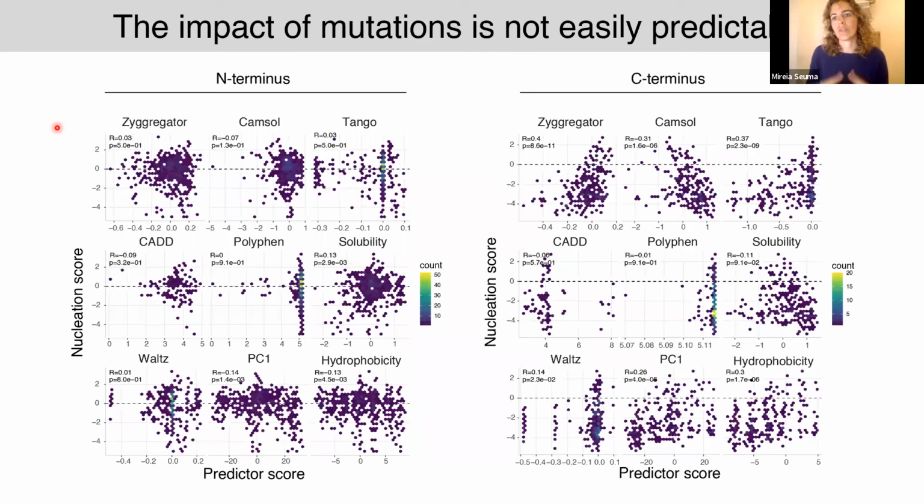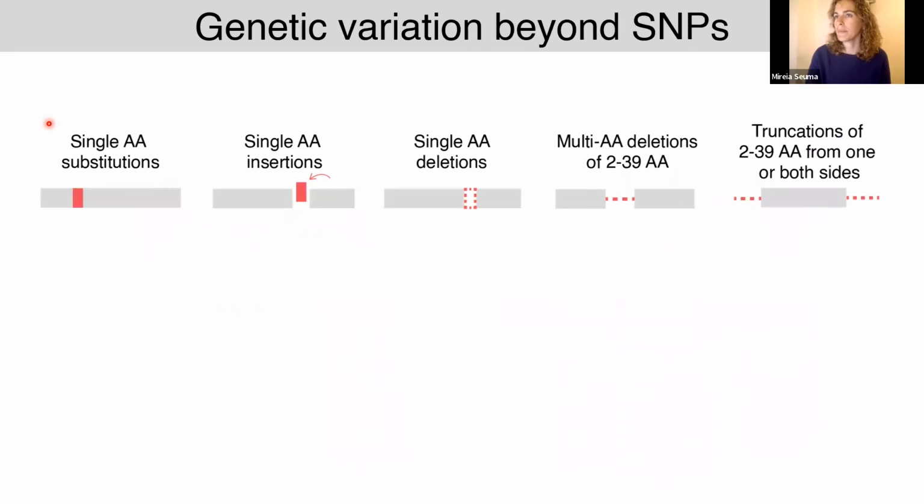And in fact, we tried to correlate our data with all predictors that are available out there for aggregation, solubility, deleteriousness, anything that you can imagine, and none of them was able to recapitulate the effect of mutations on nucleation. And here we think that we really need to perform this type of high-throughput experiments if we want to understand what drives amyloid nucleation.